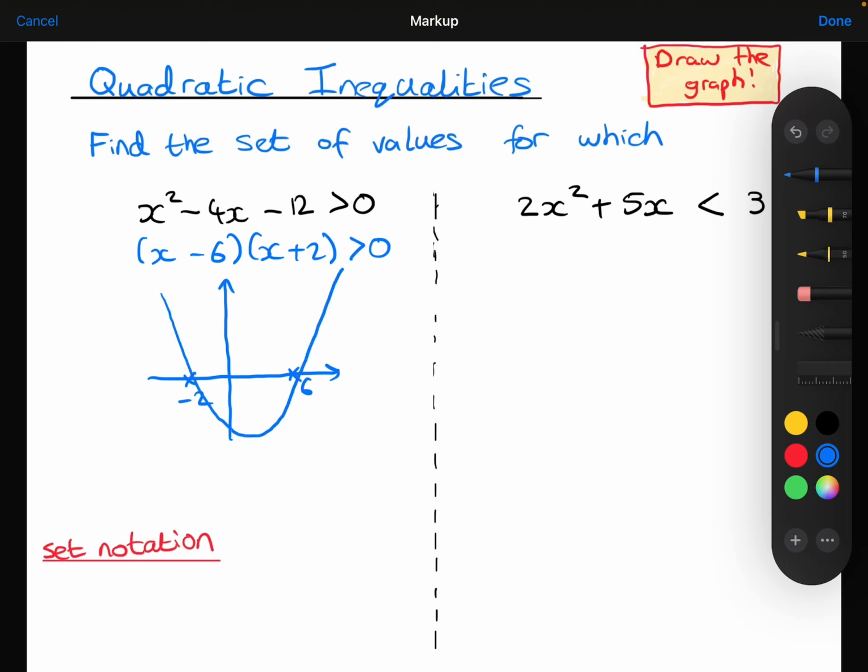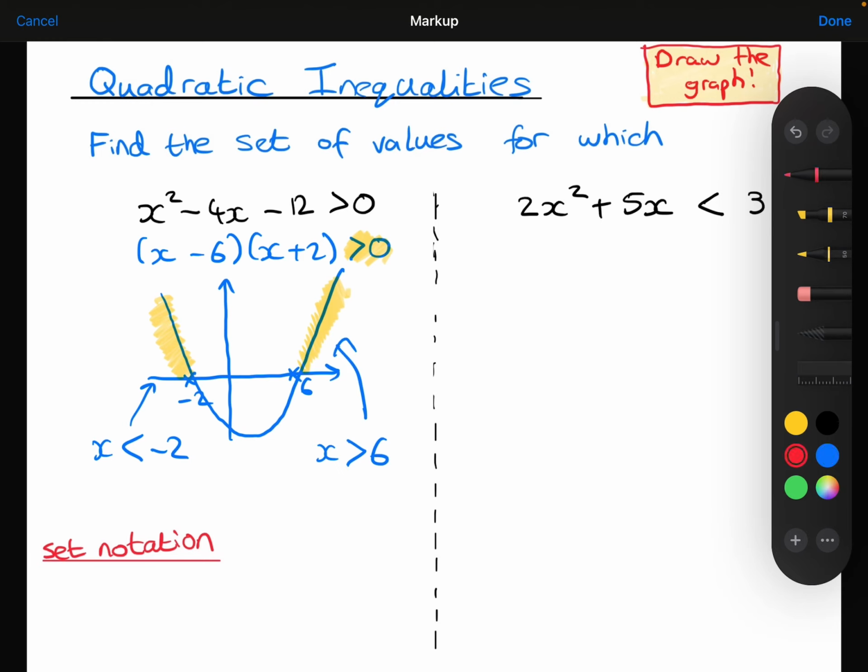So the quadratic looks roughly like this. You can see it's not a perfect sketch. We don't need to work out the turning point or the y-intercept or anything like that. But now I can use that graph to find the values where the graph is bigger than 0. It's bigger than 0 all the way over here and all the way over here. This part of the graph is where x is bigger than 6. And this part of the graph is where x is less than -2.